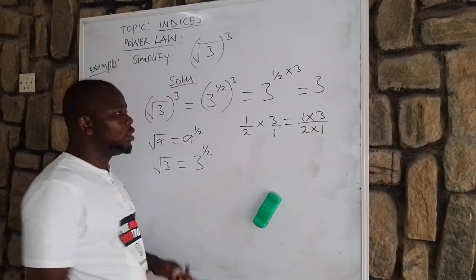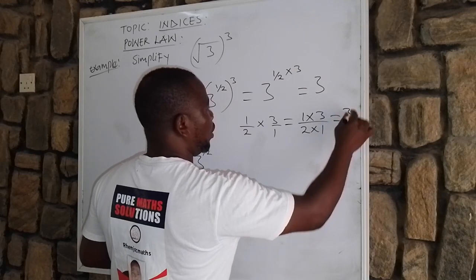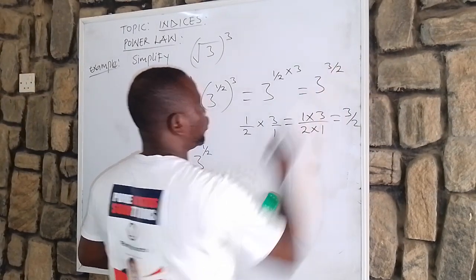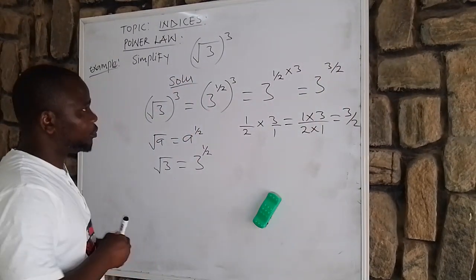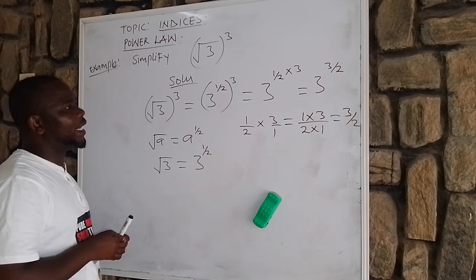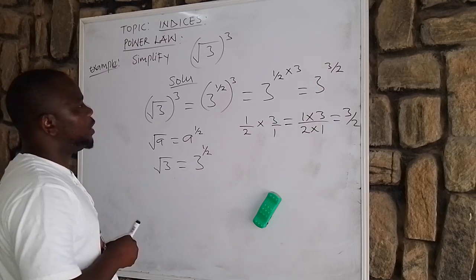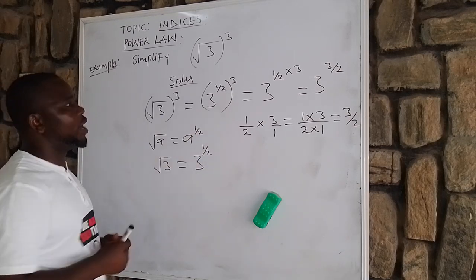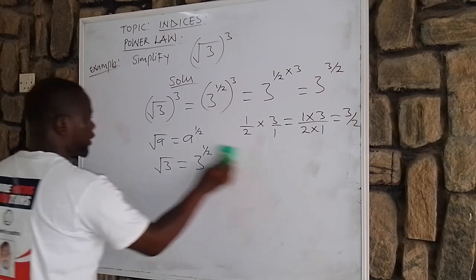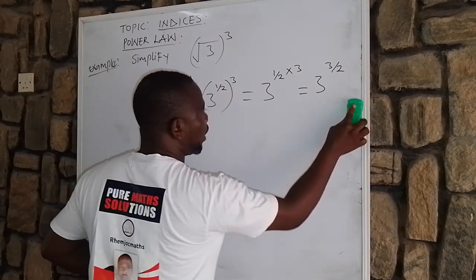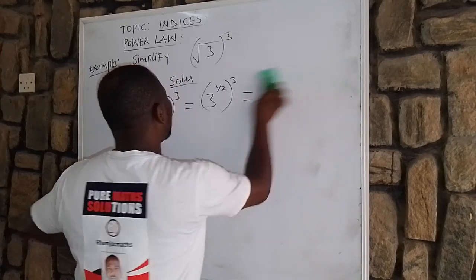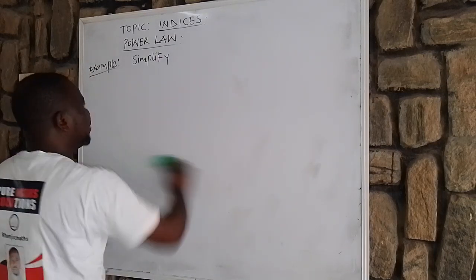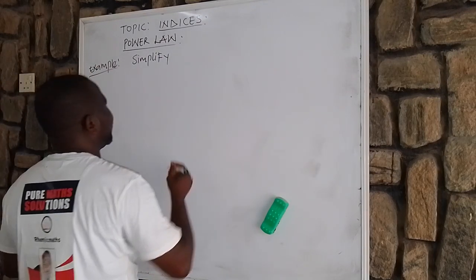Do you agree with me? So 1 times 3 is 3. All over 2 times 1 is 2. So we are going to have 3 all over 2. Do you agree with me? Okay. So if you agree with me, this is how we are going to simplify this. Now, that is a power law for you. So with this example, you'll be able to attempt questions. Okay, let's look at one question.